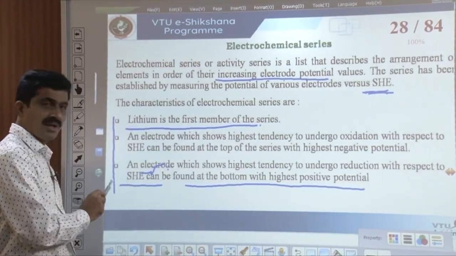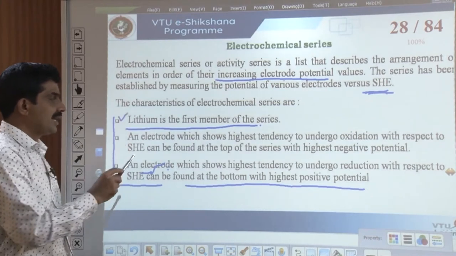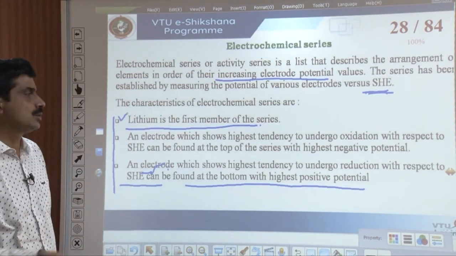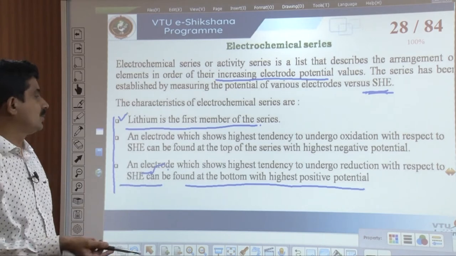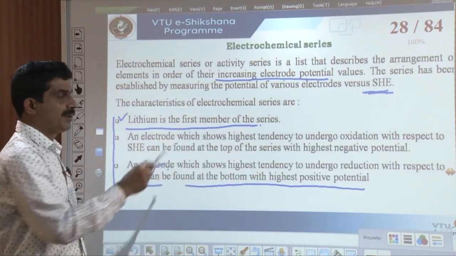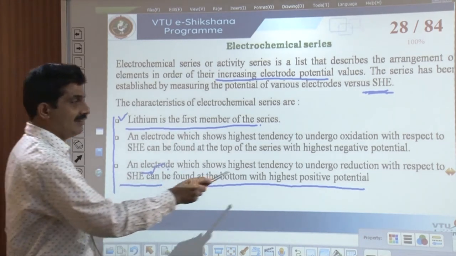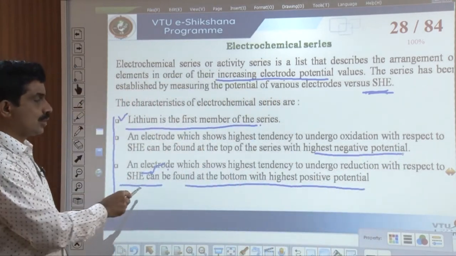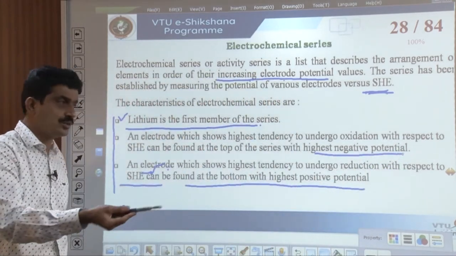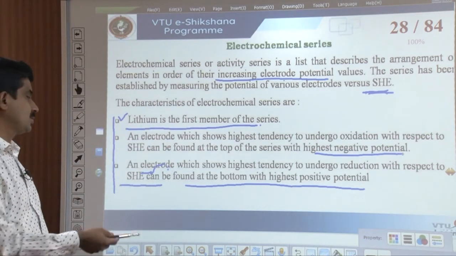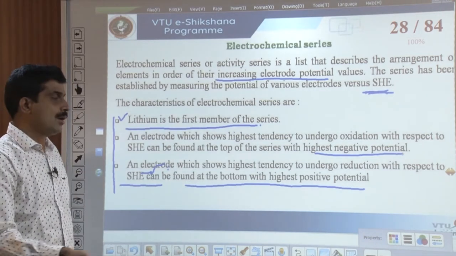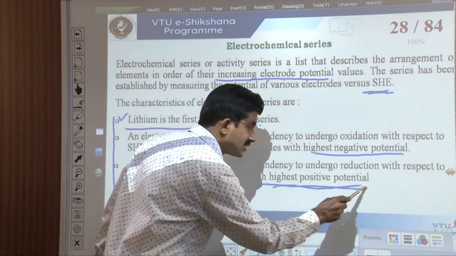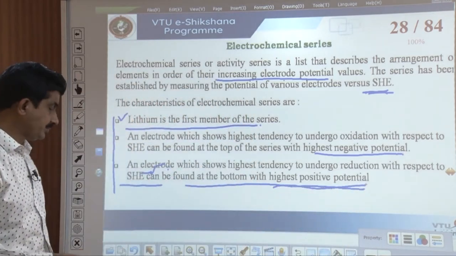Lithium is the first member of the series. Then an electrode which shows the highest tendency to undergo oxidation with respect to SHE is placed at the top of the series, and it will have the highest negative potential value. And an electrode which shows the highest tendency to undergo reduction with respect to SHE can be found at the bottom with the highest positive potential value.